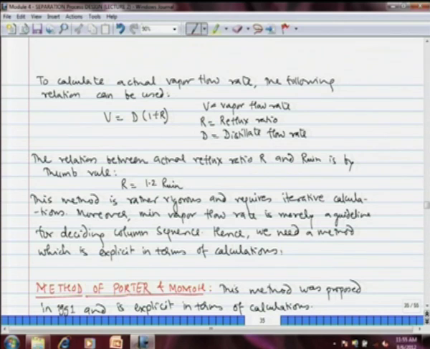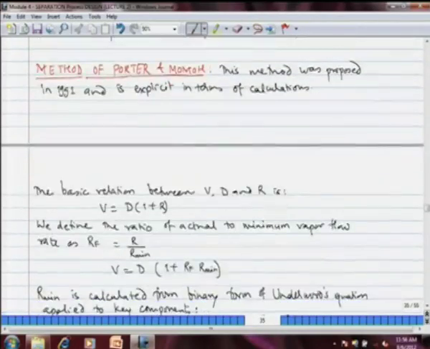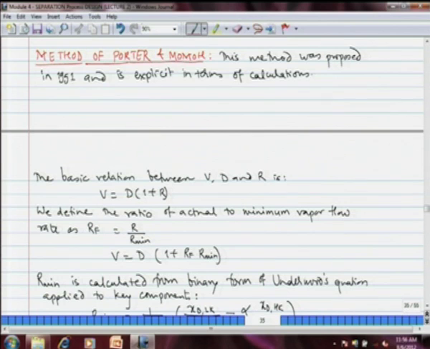It requires iterative calculations, especially to determine the values of theta from the first equation. And then the minimum vapor flow rate is merely a guideline for deciding column sequence. Therefore, we would like to go for some method which is explicit in nature, which can be easily solved using a simple calculator. Now, Porter and Momoh, these two scientists, invented a method in 1991 which is a simpler form of this Underwood equation, and it is explicit in nature.